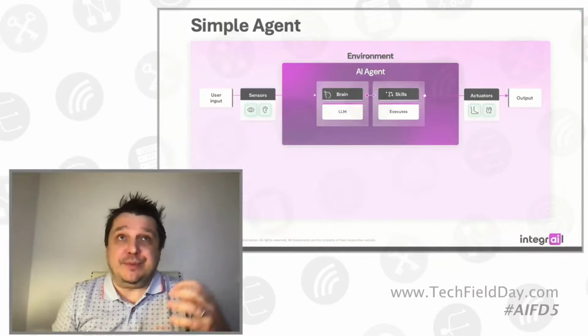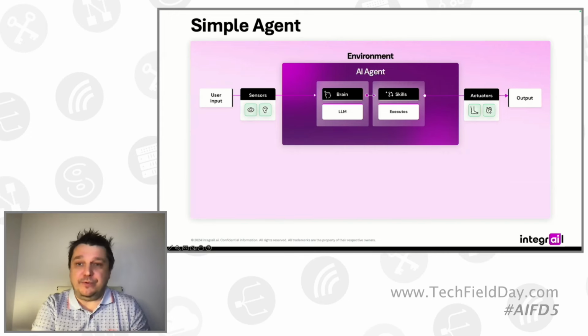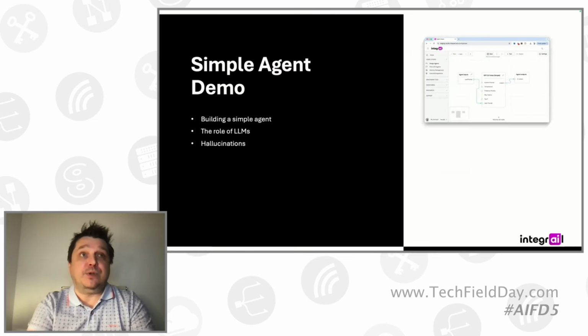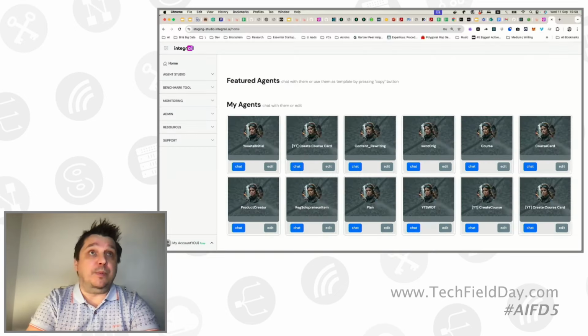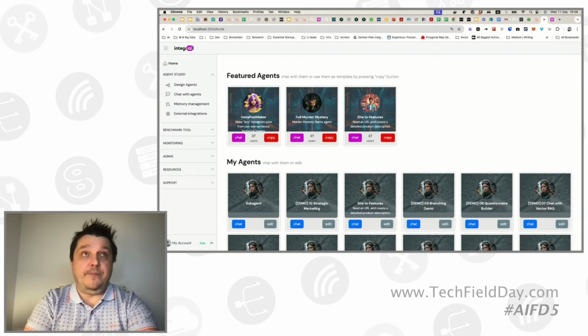All right, so let's try to build the simplest possible agent. We forget about all the complications such as memory and context and everything. We just have user input, we have a brain, and we have some sort of user output. This is just for us to start getting hands-on with the platform. So let me just switch to the platform itself. Just one second.